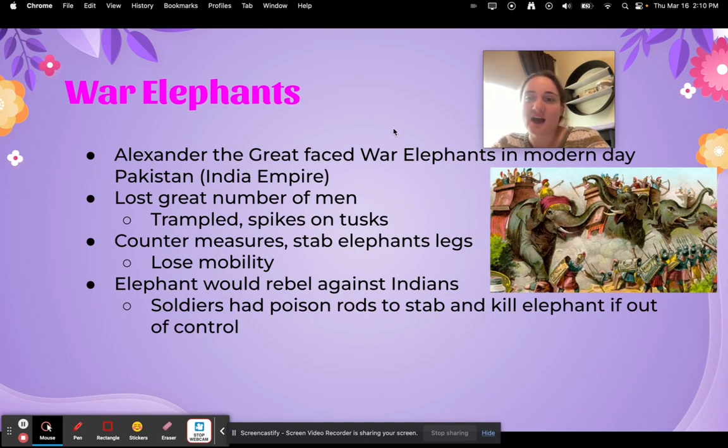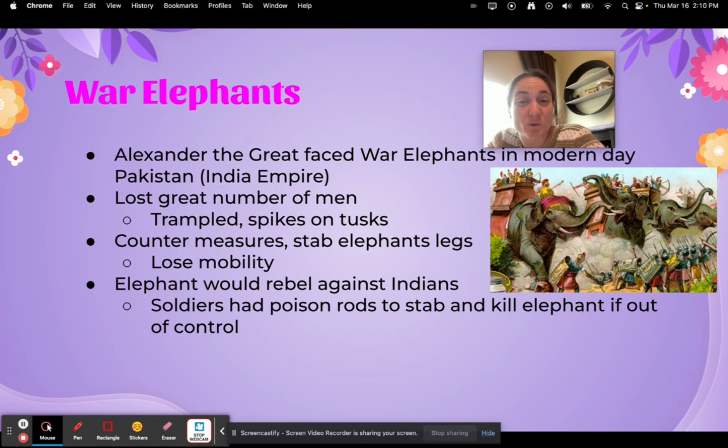Very interesting. So, famously, Alexander the Great faced war elephants in what is now modern day Pakistan, which was originally part of the Indian Empire. He lost a great number of men during that time. A lot of it was because of trampling. Elephants are big. You're going to die if you get stepped on by one. Also, they had spikes on their tusks, so pretty much if you get close to them, you're dead. They also had countermeasures, such as stabbing elephants in the legs, and that would take away the elephant's mobility because, of course, it can't walk anymore.